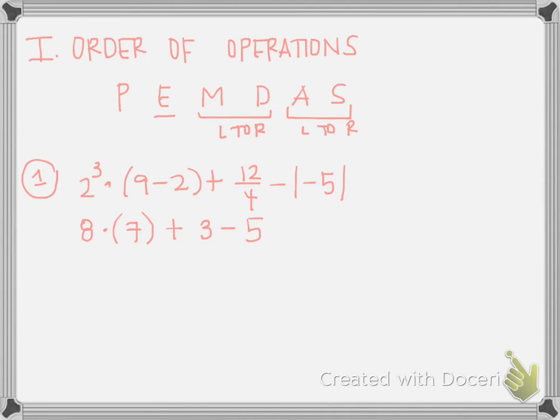Alright, so now we need to simplify. So 8 times 7 is a 56. Then 56 plus a 3 is a 59. 59 minus a 5 would give me a 54. Okay, so that's my order of operations.